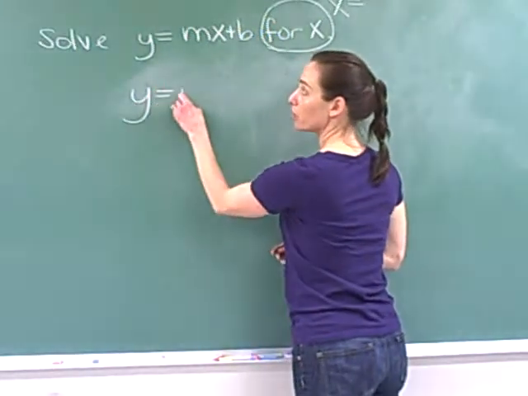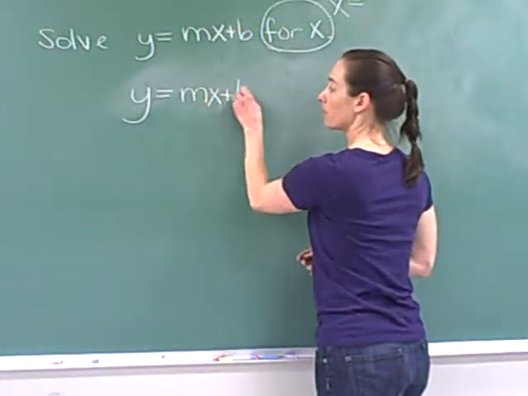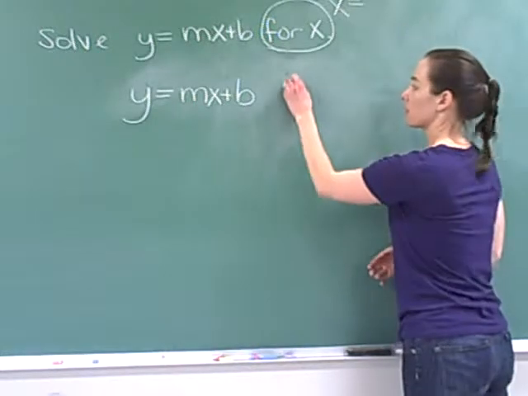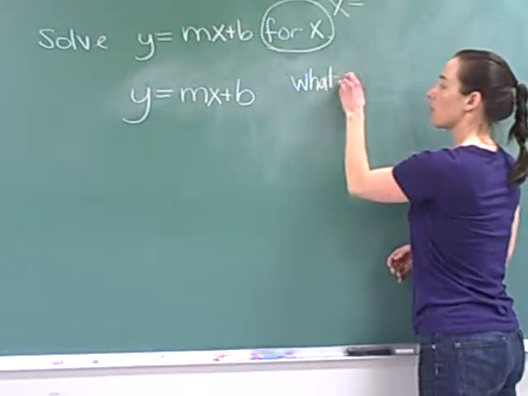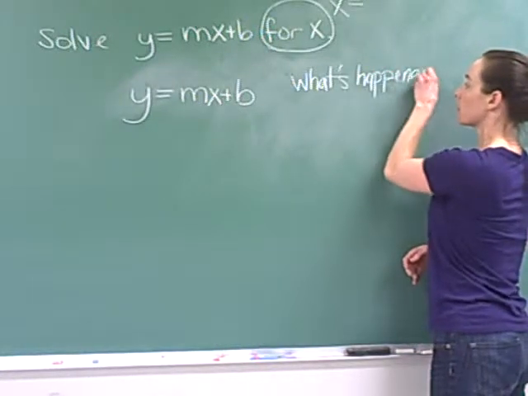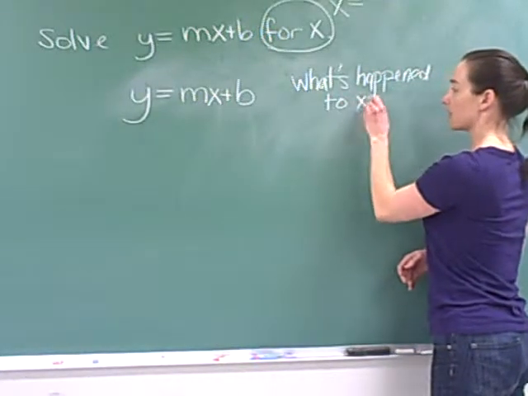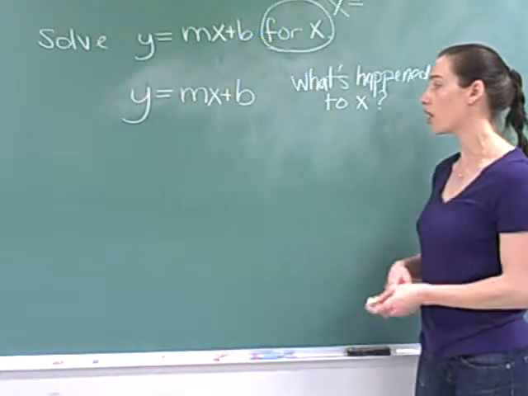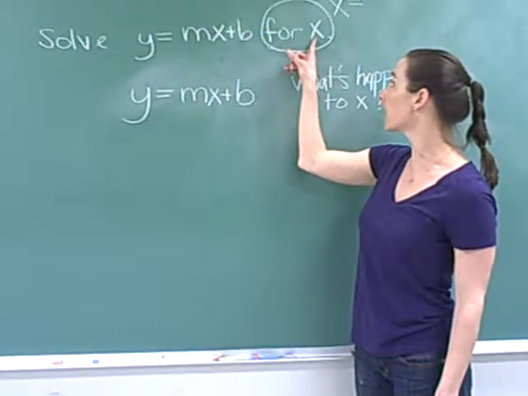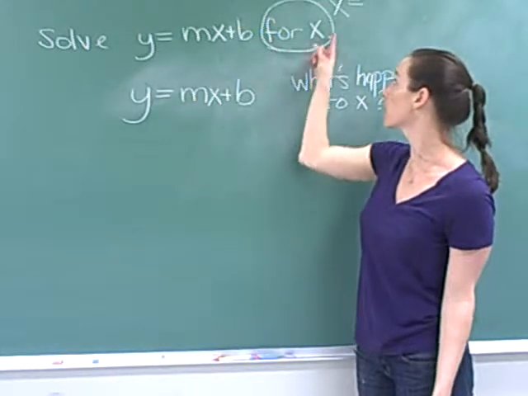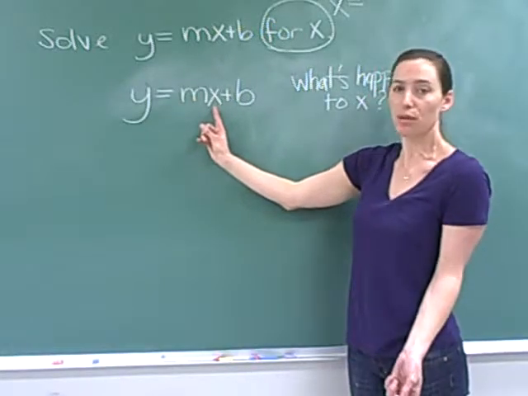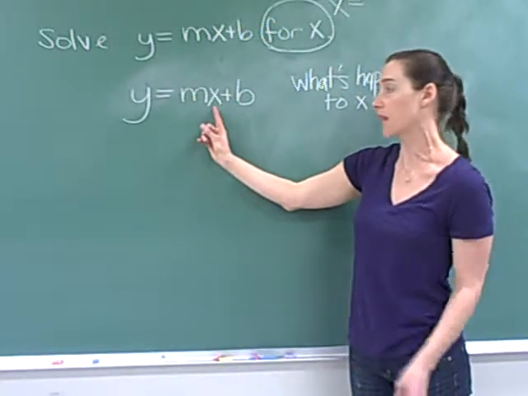I'm going to rewrite the original formula. And over here, I'm going to ask myself, what's happened to x? Okay, so I'm going to identify the variable I'm solving for. I'm supposed to isolate x and make this formula say x equals. So here's x. And I'm going to ask myself, what's happened to it? What operations have happened to x?